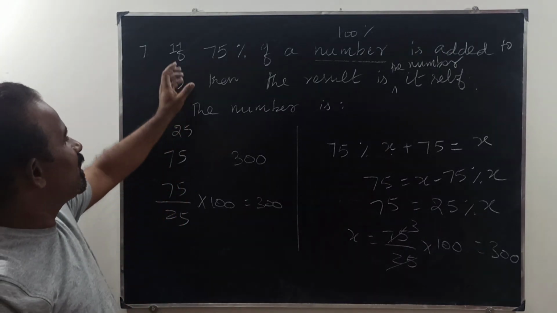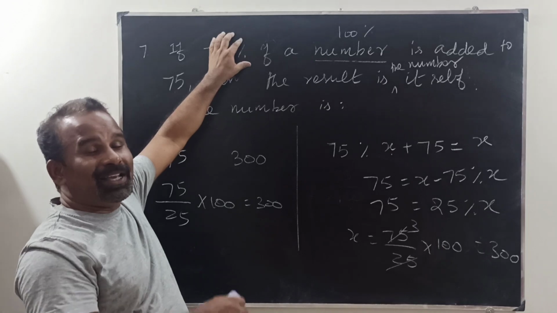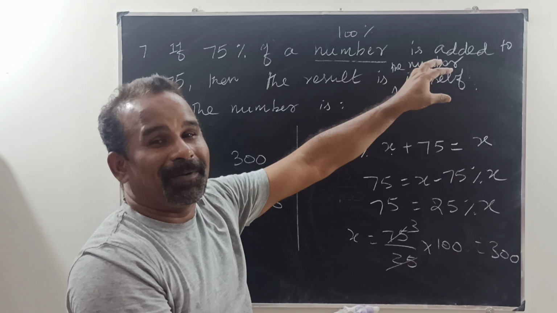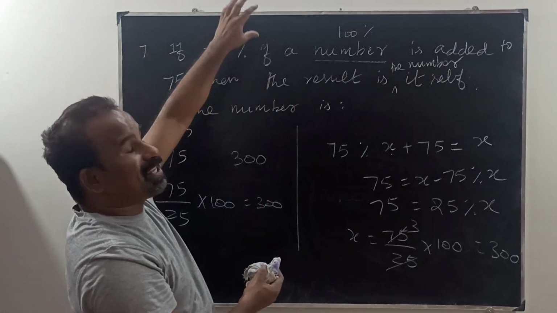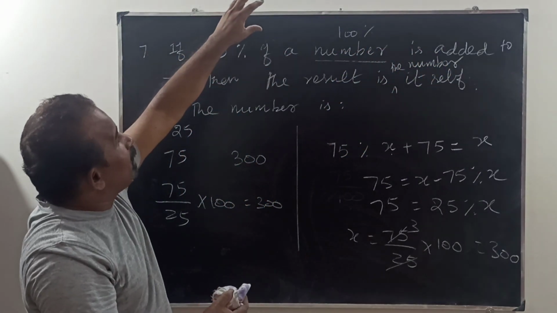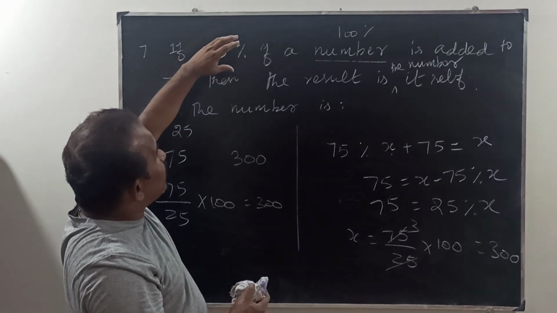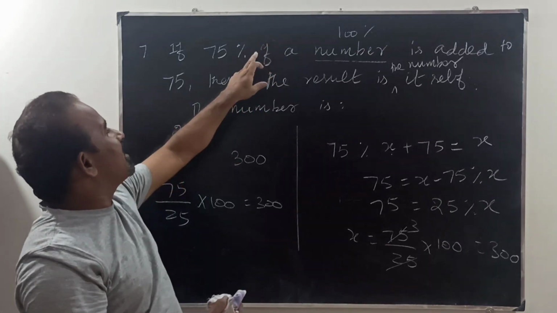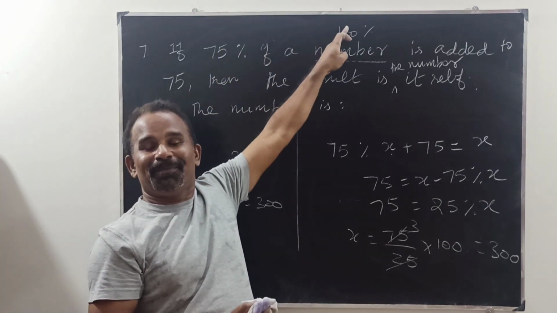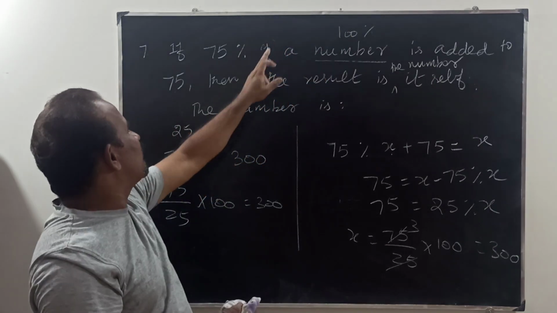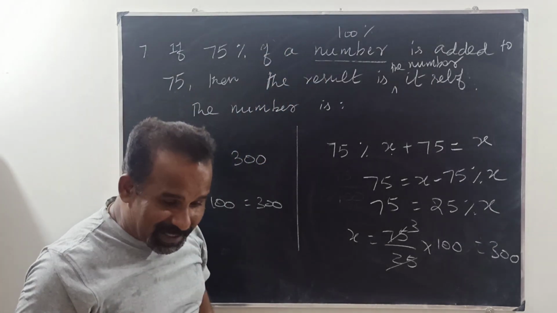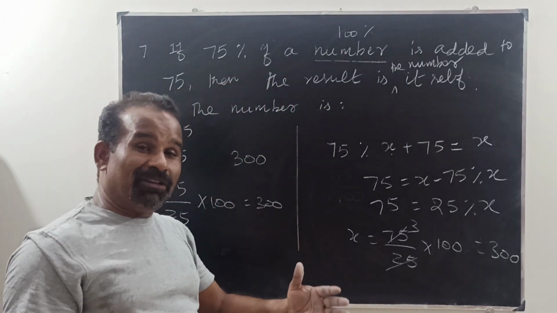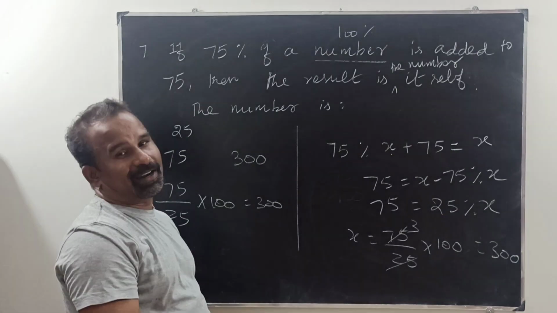So this is the concept. 75% of a number is added to 75, we will be getting the same number. We are taking 75% of that number, the remaining is 25 only. That 25 is added to that, again we will be getting the same. So therefore, that 25 is nothing but 75. For 25% is 75, therefore what is 100%? That is nothing but 300.